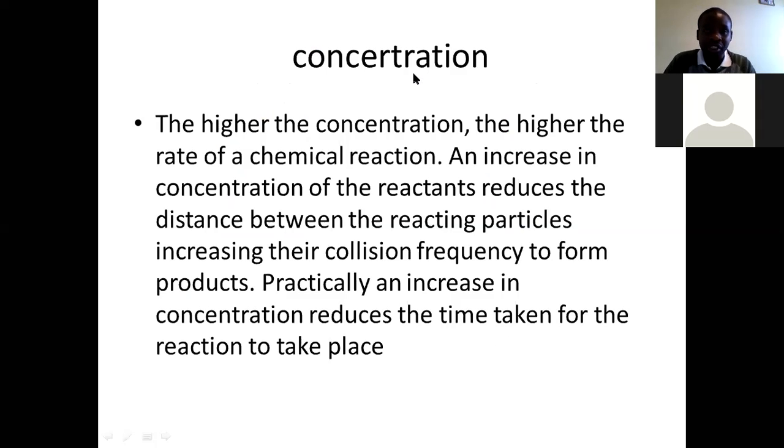For example, we begin with concentration. The higher the concentration, the higher the rate of a chemical reaction. An increase in concentration of the reactants reduces the distance between the reacting particles, hence increasing their collision frequency to form a product. Practically, an increase in concentration reduces the time taken for the reaction to take place. Therefore, when you increase the concentration, you increase the rate of the reaction.